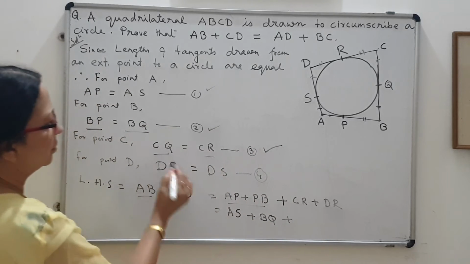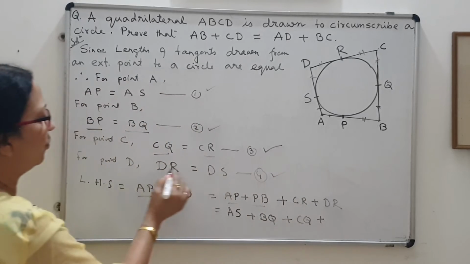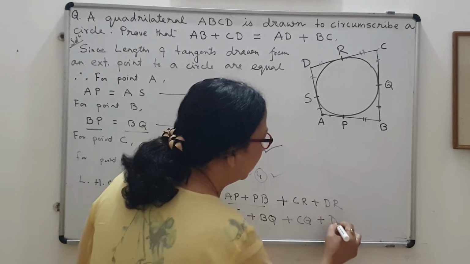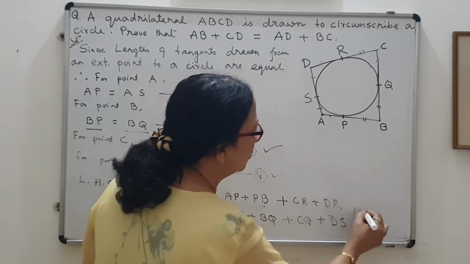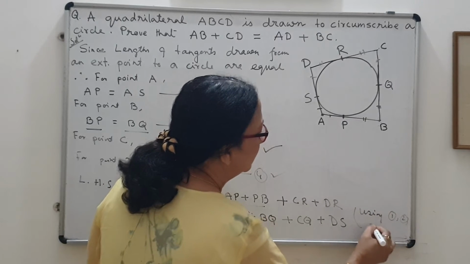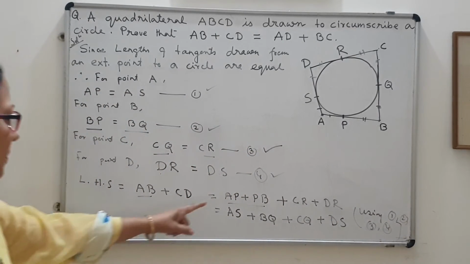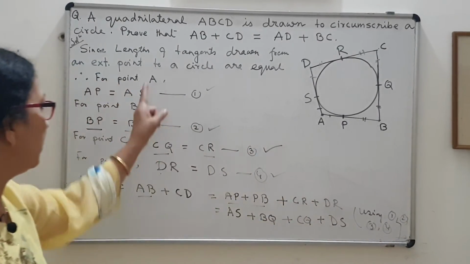CR is equal to CQ. So I write CQ. And lastly, DR can be replaced by equation 4, DR is DS. Okay, this I have written using equations 1, 2, 3 and 4. We have changed all these terms by using these equations.